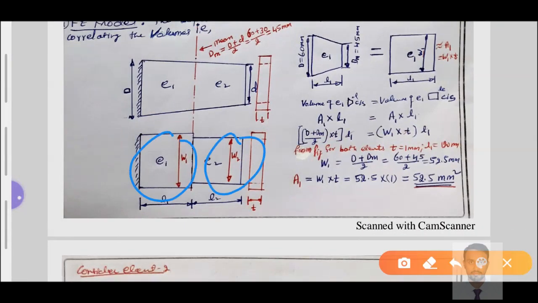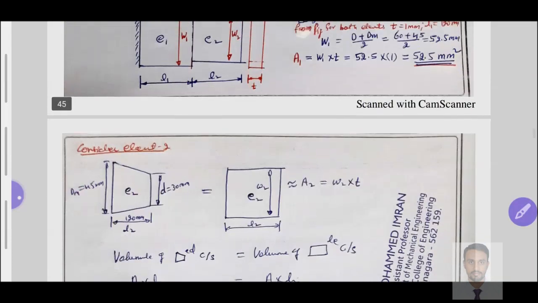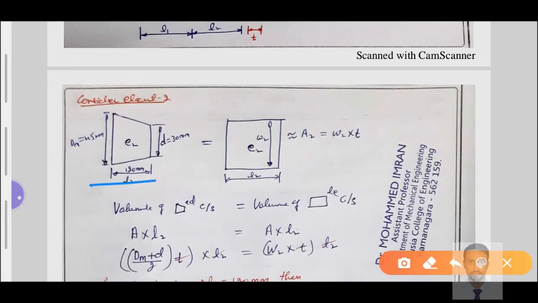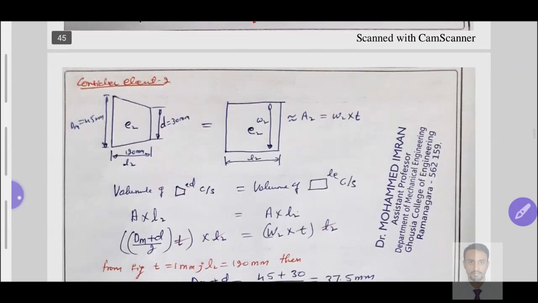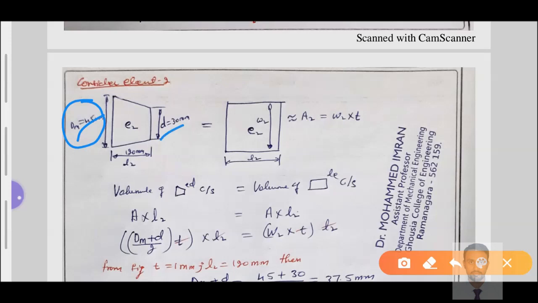Similarly we need to find the area of cross section for the second element, W2. I have considered element number 2 here, a tapered cross-sectional element. It starts from this mean portion to the smallest dimension. The mean value of this bar element with respect to width is 45 mm, the smallest is 30 mm. Length will remain the same, 240 divided by 2 is equal to 120, L2. Thickness also remains the same, only W2 is unknown.